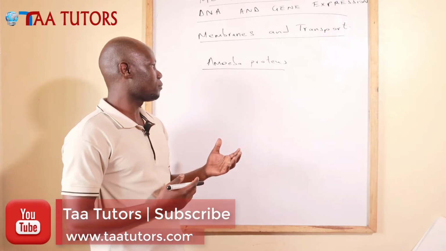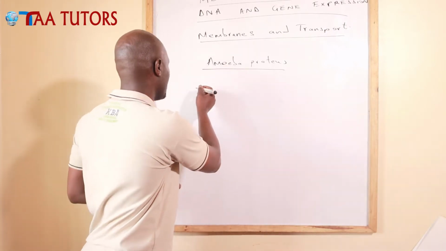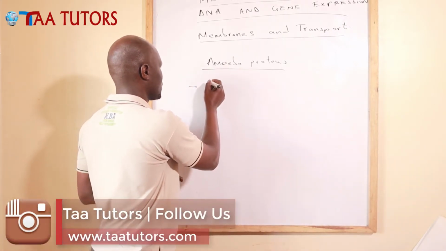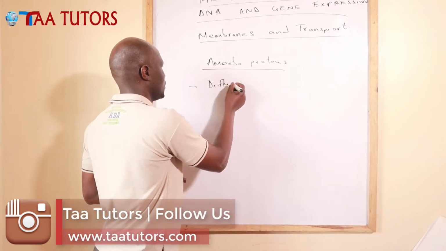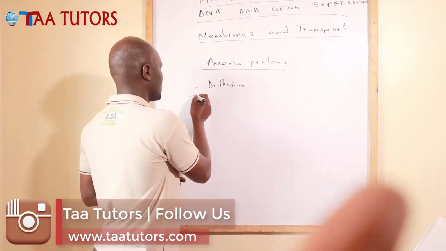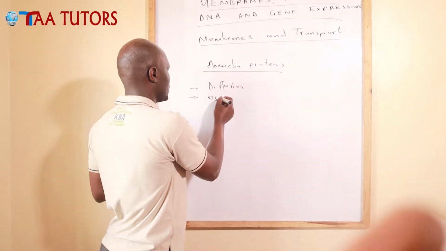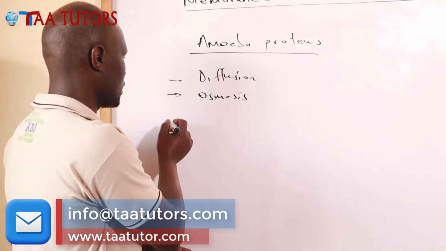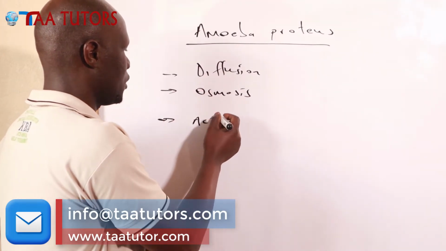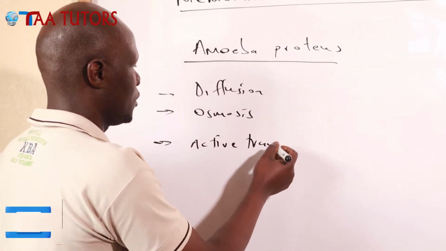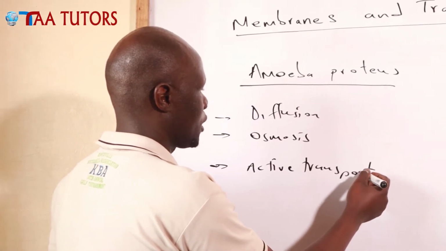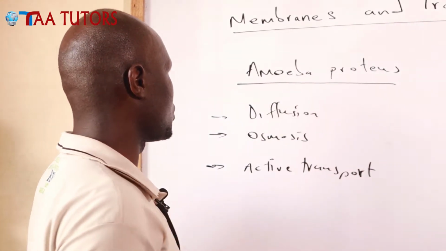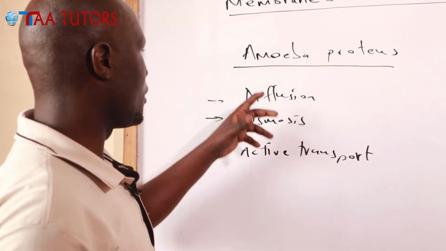So these movements are basically, we have got passive movements that rely on processes like diffusion. We also have got movements that rely on osmosis. These are some passive movements. Though we also have got the active movements that depend on the active transport. So these are the movements that happen across the membrane. So this organism has got a membrane.